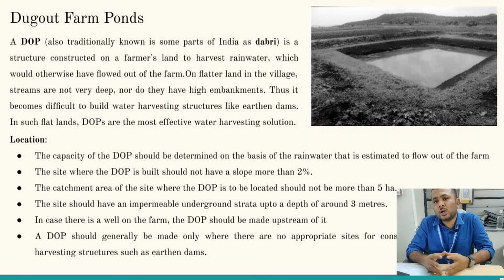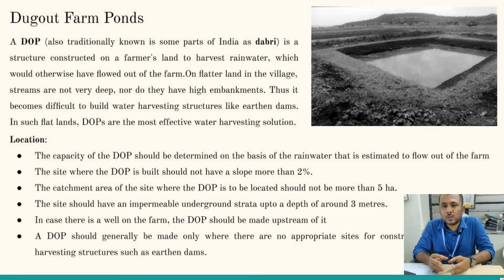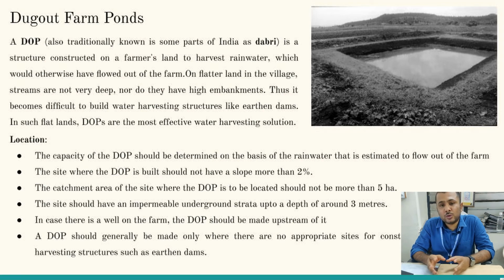We have to establish the dugout farm ponds in such a way that they are able to receive all the water from the farm. The next thing is that you need to construct the dugout farm ponds in an area where there is an impermeable surface. If the surface becomes permeable, the water starts flowing vertically downward, so you would not be able to store more water in your farm ponds. So you have to dig your farm ponds until the impermeable surface is reached.